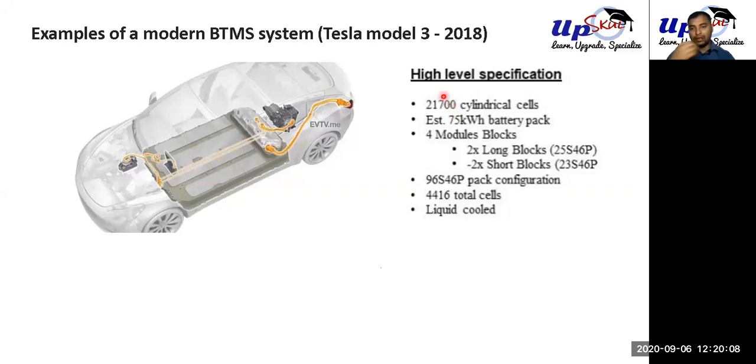Oh, sorry, my mistake. So this one is saying 2170 cylindrical cell. So this is the designation of the cell. Okay, so 21 is the diameter, 70 is the height. Total number of cells is 4416. The previous one I think had 3000 cells, that I remember.